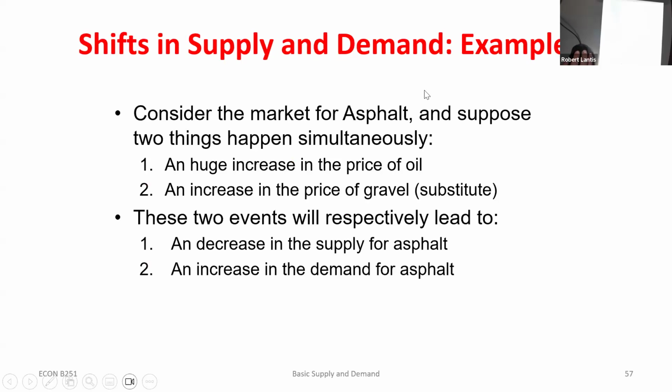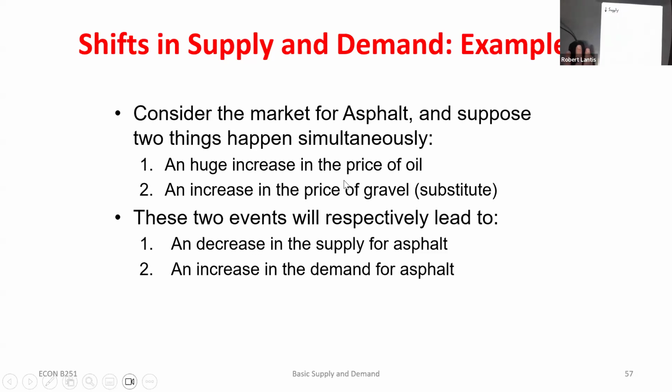So I'm going to set this up by thinking about an example where I'm looking at the market for asphalt. The very first thing we're going to think about is I've got a huge increase in the price of oil. So what is that increase in the price of oil going to do? Well, it's an input into making asphalt, if you didn't know that. So my input prices go up, so I'm going to have a decrease in the supply of asphalt.